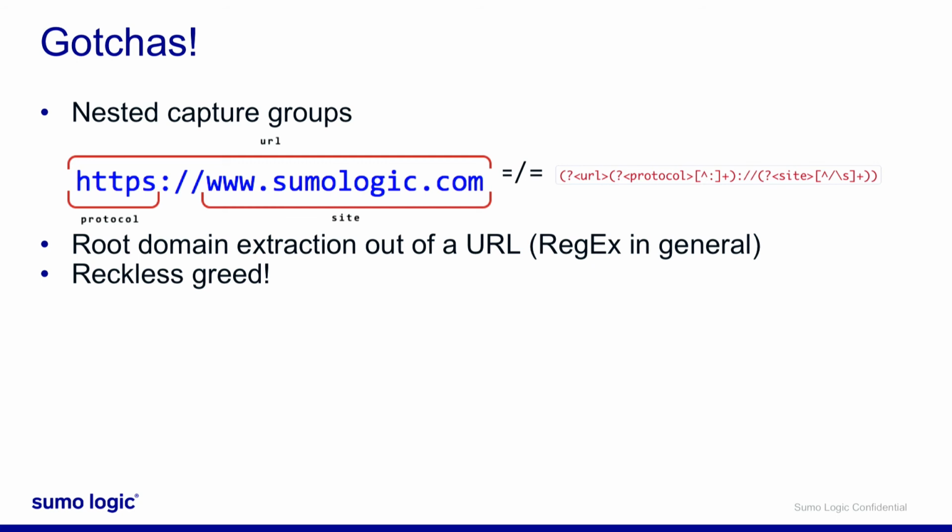And reckless greed. Use the optional statement wherever you can in your query languages, in your queries, because by using greed, you're forcing Sumo to evaluate every single character of an event. And if we're doing that, it's going to take longer.